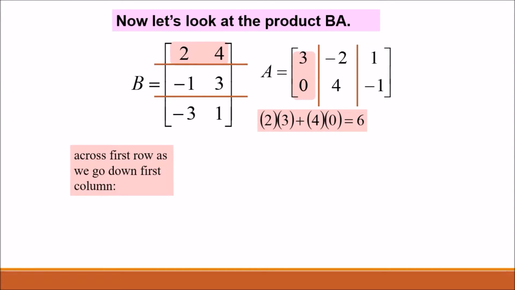Now let's start multiplying them. The first row will be multiplied with the first column.